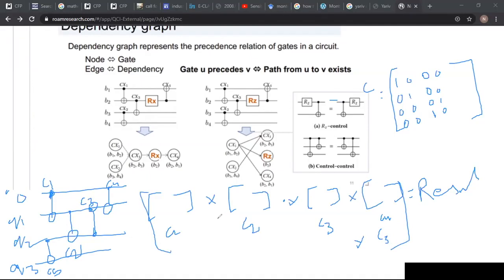Basically, each CNOT operation corresponds to one matrix. To get the resultant matrix of a particular system, all these CNOT operations will get converted into a particular matrix. If we're trying to optimize it, I'll just tell the mathematics behind it. Each CNOT operation corresponds to one matrix, and all these matrices will be multiplied to get the resultant matrix, which will represent the resultant state of the entire quantum circuit.